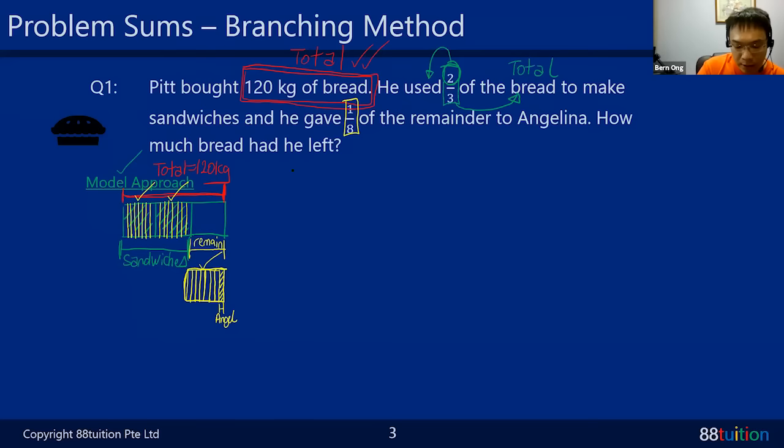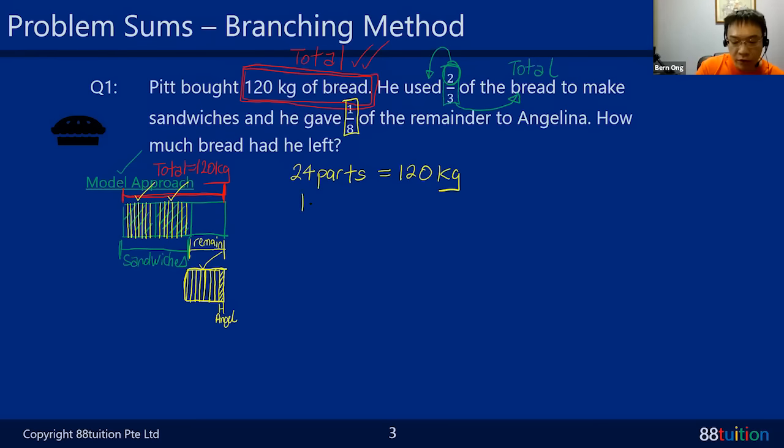So 8 times 3 is 24. We call it 24 parts. And 24 parts is the what? Total. Total always compare with total. So 24 parts is equal to the total, 120 kg. Can you see the link? Total compare with total, nothing wrong.